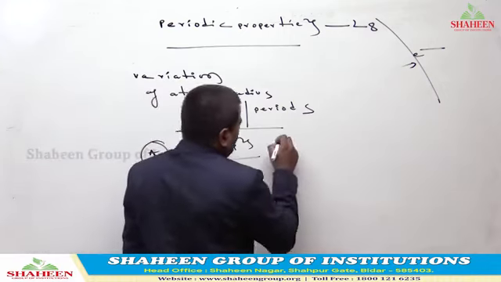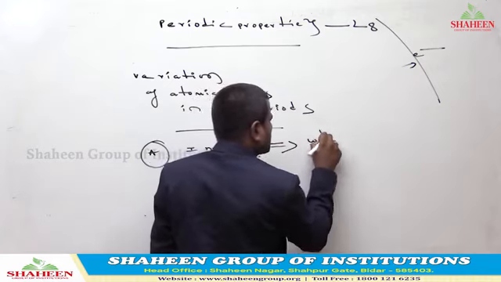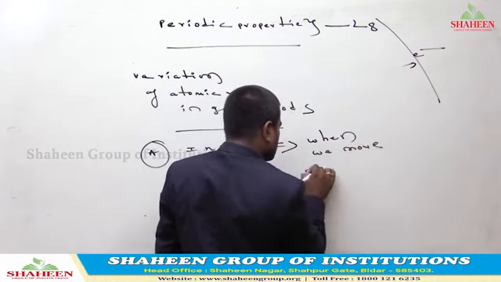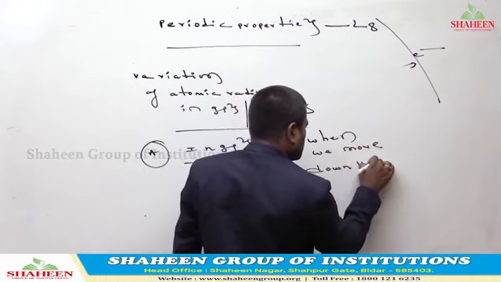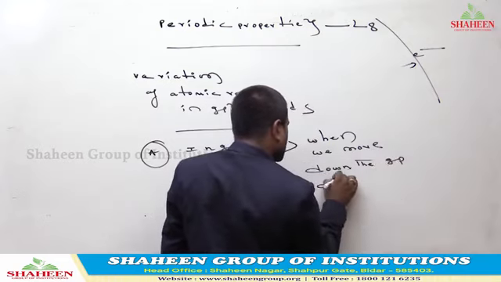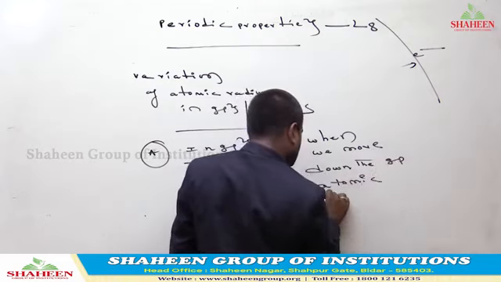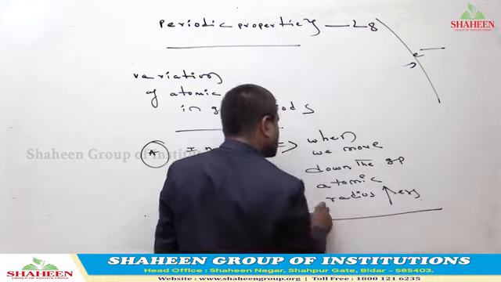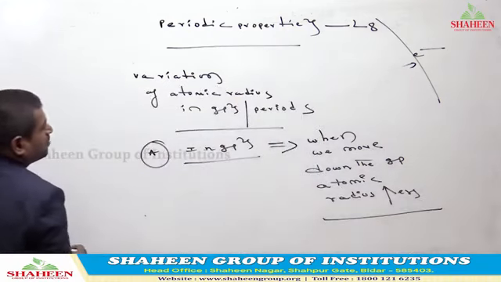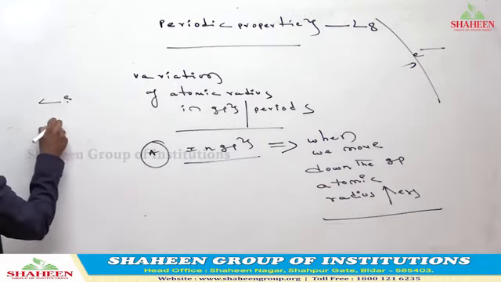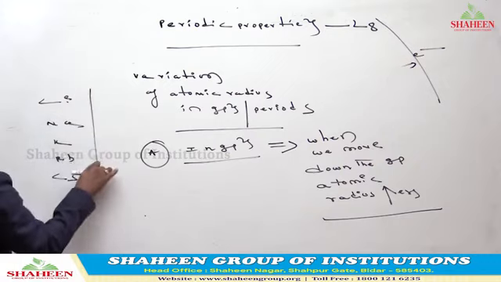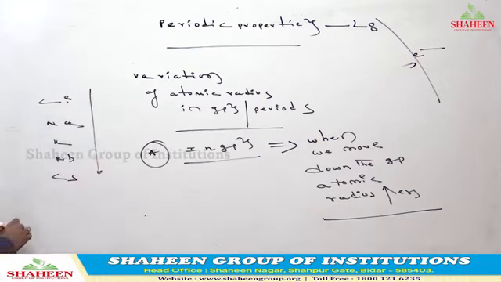When we move down the group, atomic radius increases. For example, take the group 1 elements: lithium, sodium, potassium, rubidium, cesium. Down the group atomic radius increases. The reason is that the principal quantum number n value increases.